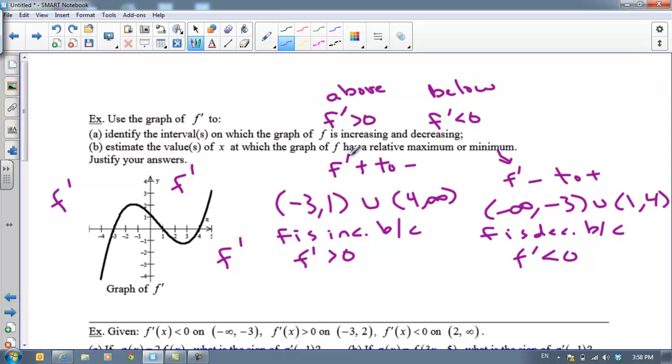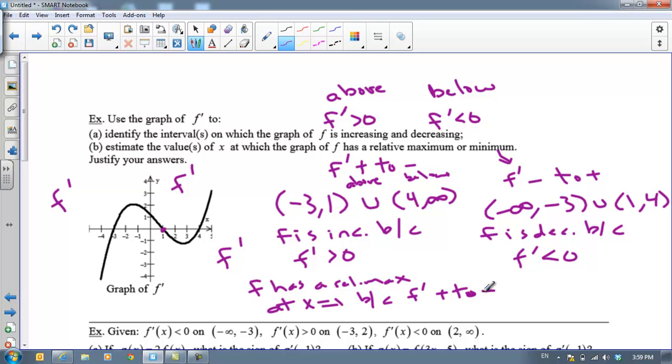We know where f has relative max and mins, where f prime changes sign. Where does f prime change from, say, plus to minus? That means above to below. Where does that happen? That happens right here at 1. F prime is 0 there. Do you know what else that makes that point? That makes that a critical point. So at 1, f has a relative maximum at x equals 1 because f prime changed from positive to negative. I didn't have room to write change, but I should have.